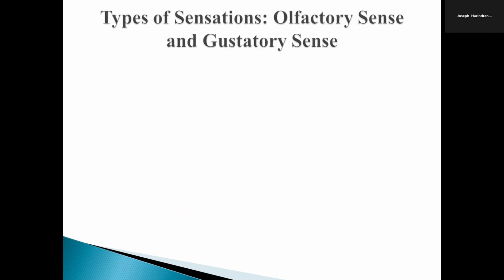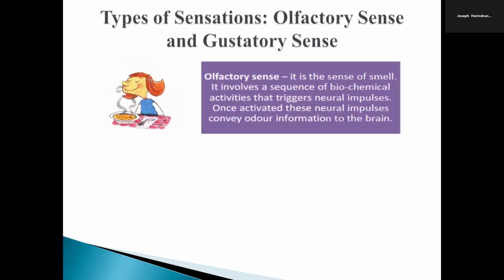Types of sensations: we have other senses. Olfactory sense is the sense of smell through our nose, the odor. It involves a sequence of biochemical activities that triggers neural impulses, the nerves. Once activated, these neural impulses convey odor information, odor meaning smell, to the brain.